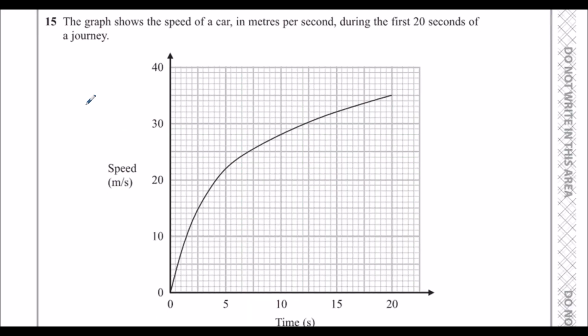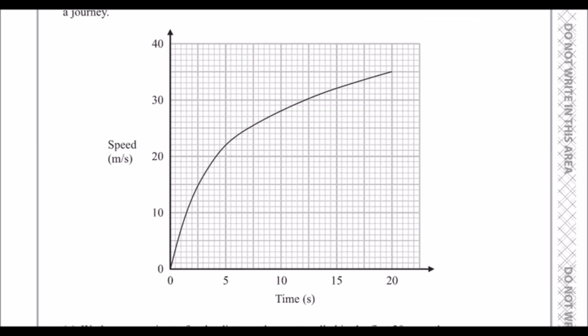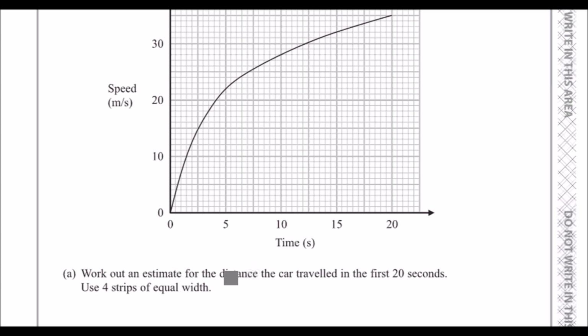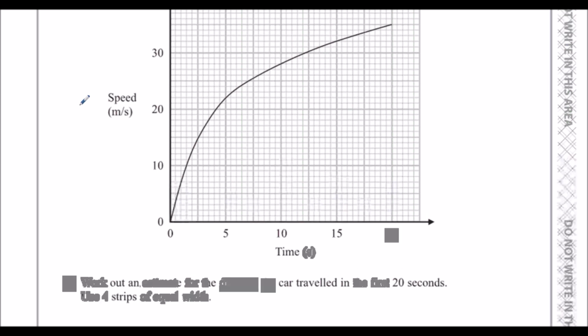Question 15. The graph shows the speed of a car in meters per second during the first 20 seconds of a journey. So we've got a speed time graph with a curve. Work out an estimate for the distance the car traveled in the first 20 seconds. And it says use four strips of equal width. So the distance traveled on a speed time graph is the area underneath the curve. And we're being told to use four strips.